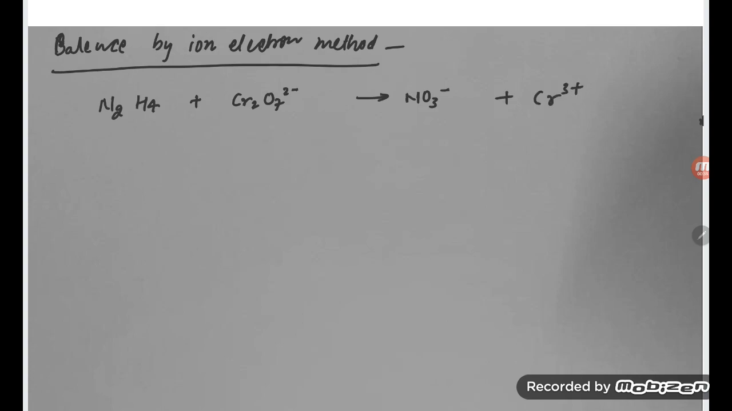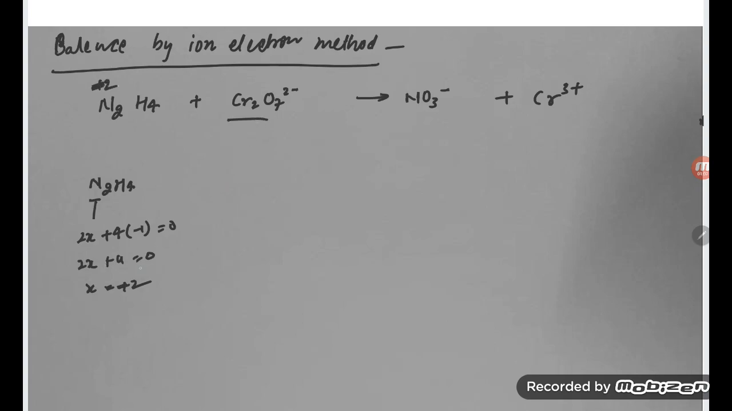It's very simple, students. If you are talking about N2H4, what is the oxidation number of it? You consider 2x because two nitrogens are there. Each hydrogen is plus 1, equal to 0. So 2x plus 4 equal to 0, so x is going to be minus 2. Here I mentioned plus 2, but this is not plus 2, it is going to be minus 2.